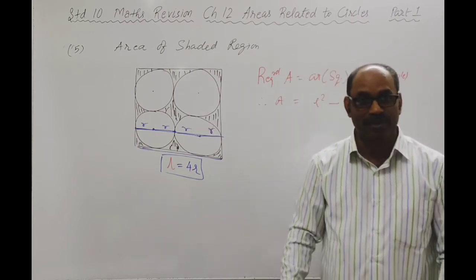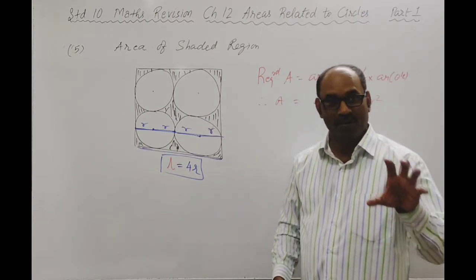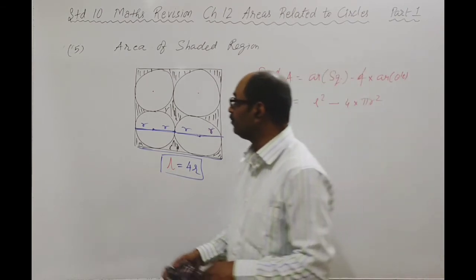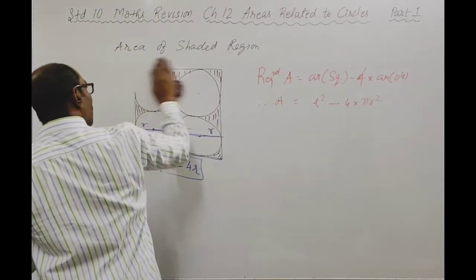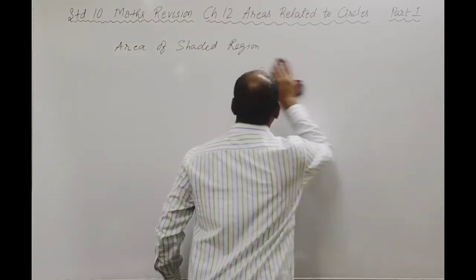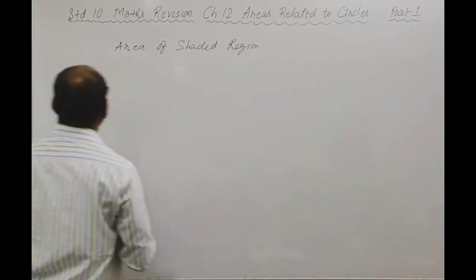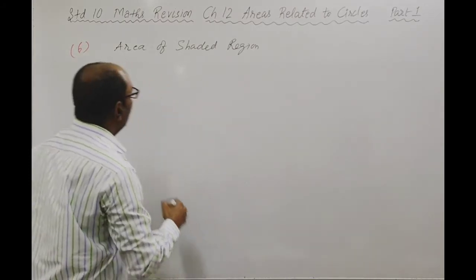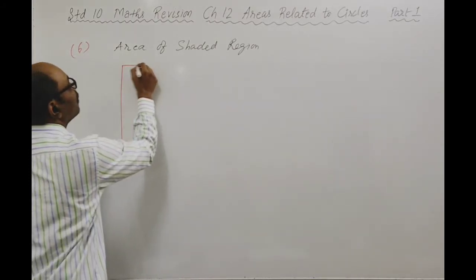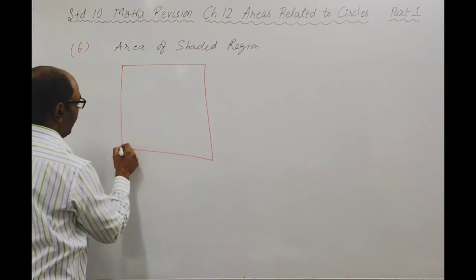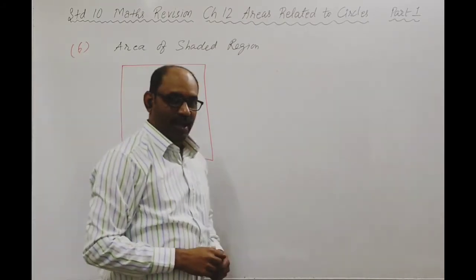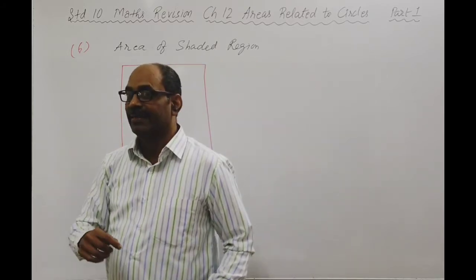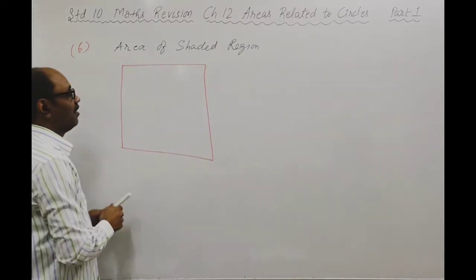Next, the last one we are going to see in this session. Very important, and it will be very useful to you. Number 6, area of shaded region. Once again, you have a square. How many sides does a square have? 4. On each side, let's draw a semicircle.